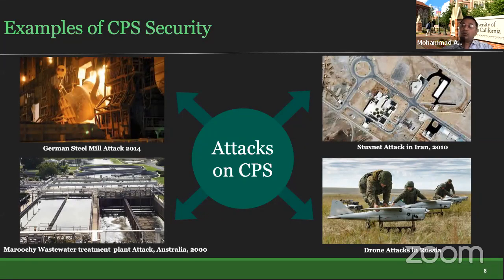Then we also know that one of the early attacks, in 2000, at the beginning of this century, was at the Maroochy wastewater treatment plant in Australia, where a disgruntled employee basically wanted to spill the wastewater into the fields, into public places, even the parks. And recently we have seen many examples of drone and car attacks and security vulnerabilities that were reported, most of them in the media.